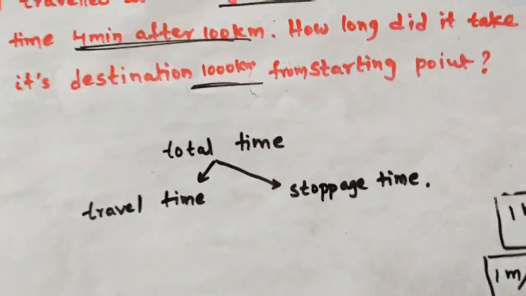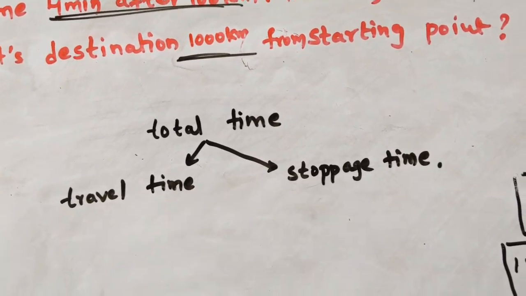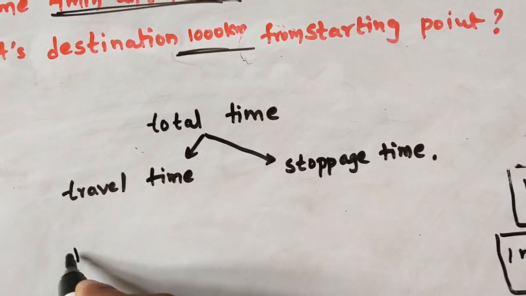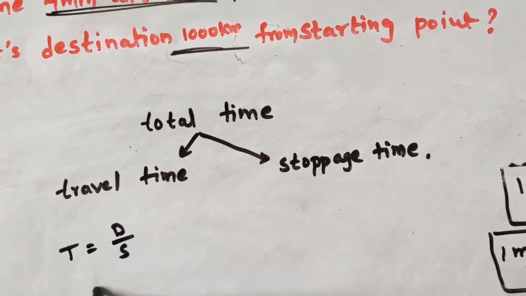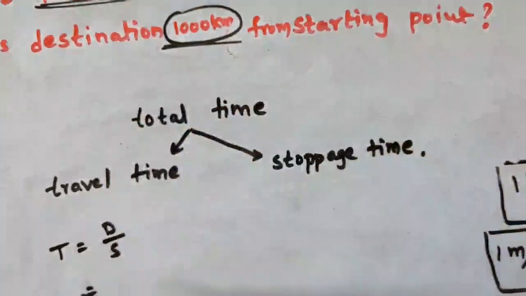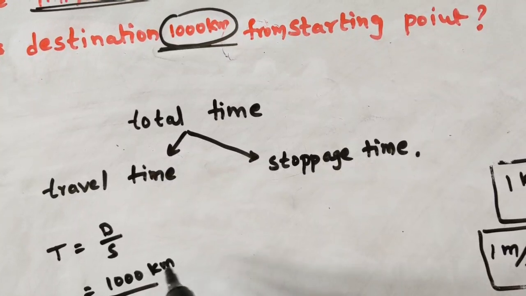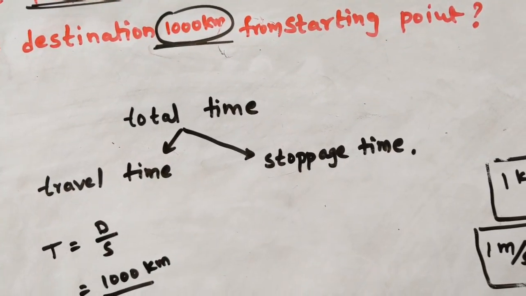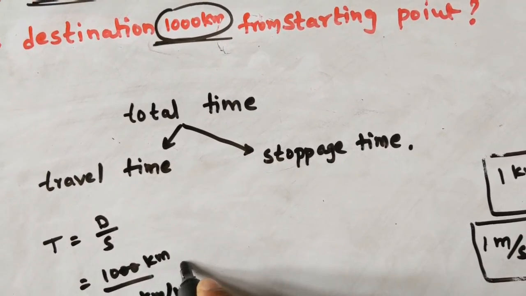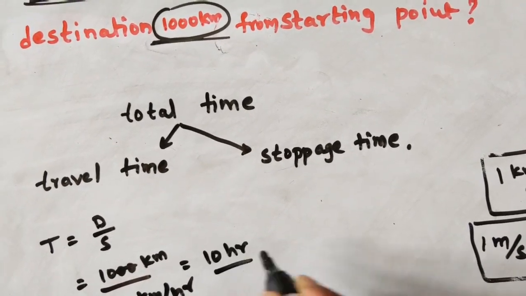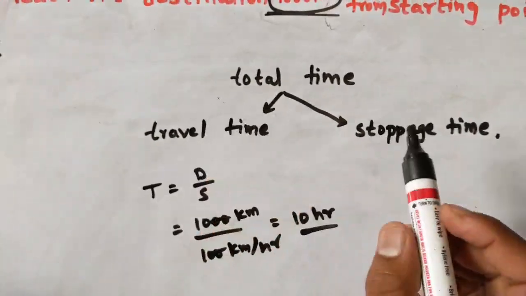Okay, total time means what? Travel time plus stoppage time. So we know that the time formula is distance by speed. What is the distance we have to cover? 1000 kilometers. What is the speed we are going? 100 km per hour. So how much are we going to get? 10 hours. Travel time is 10 hours, but there will be stoppage time also.